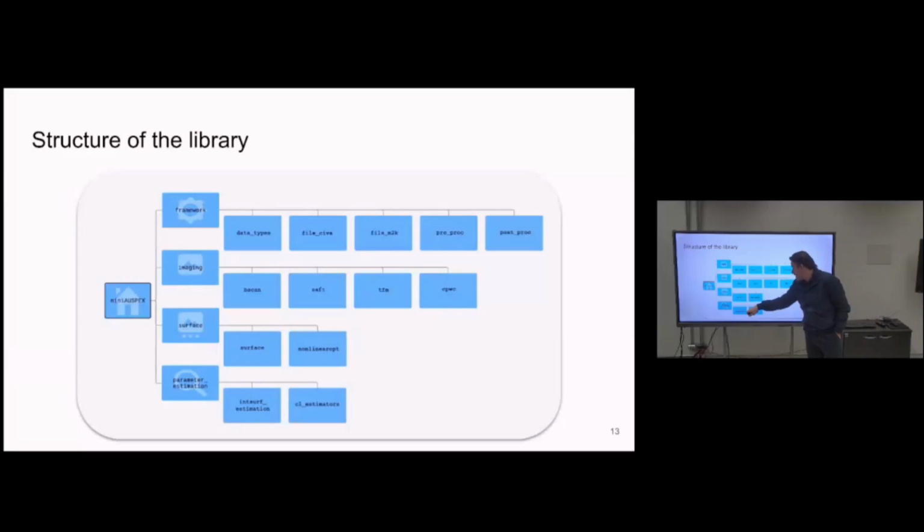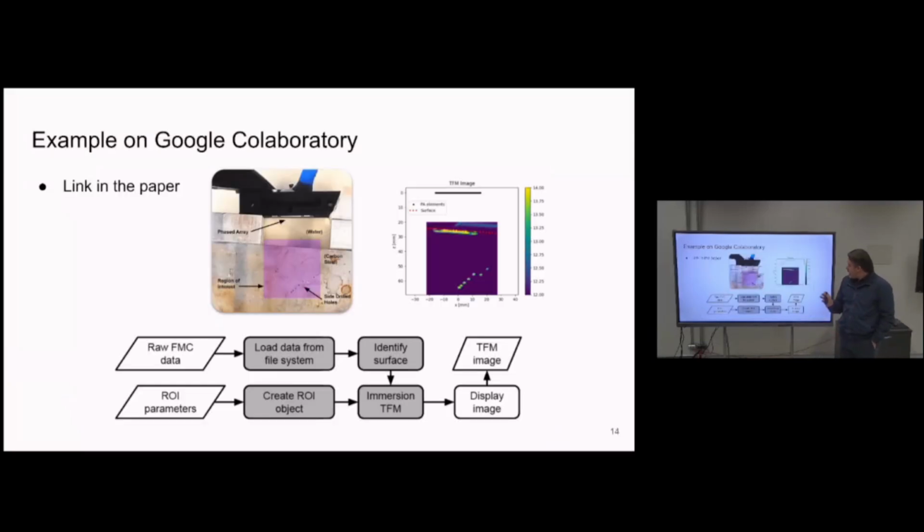And finally, the parameter estimation: estimation of sound speed in the material and estimation of internal surface. And then I'm going to show you a live example on Google Colab. This is a setup that we created for this example. We used immersion testing because we think that it's a more complete example.